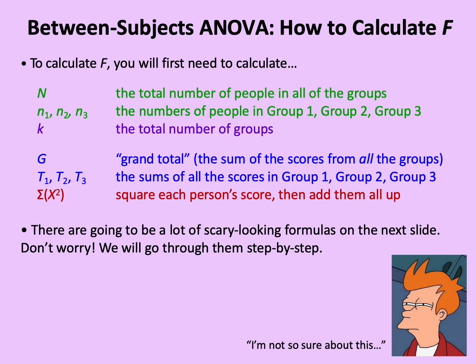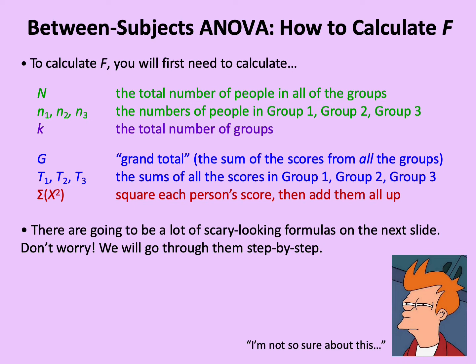Now we have T sub 1, T sub 2, and T sub 3. Okay, and what these are is they're similar to G, but instead of adding up all the groups, you're just adding up the sum of all the scores in group 1, all the scores in group 2, and all the scores in group 3. Okay?